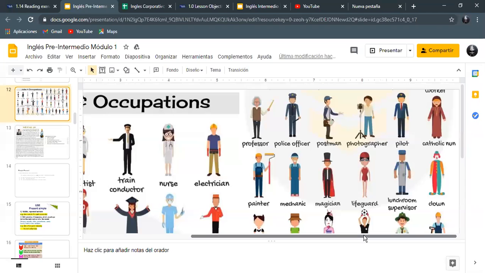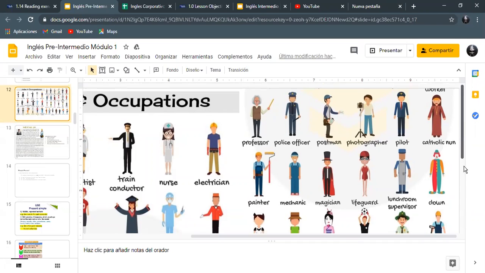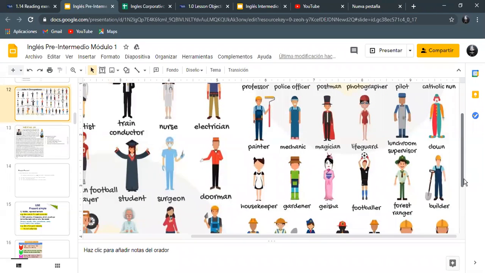Oficial de policía. Postman. Cartero. Photographer. Fotógrafo. Pilot. Piloto. Catholic nun. Monja. Bueno, ahí dice monja católica, pero monja, ¿verdad? Nun is monja. Then, painter. Pintor. Mechanic. Magician. Mago. Lifeguard. Guardavidas. Lunchroom supervisor. Supervisor de área de comida.